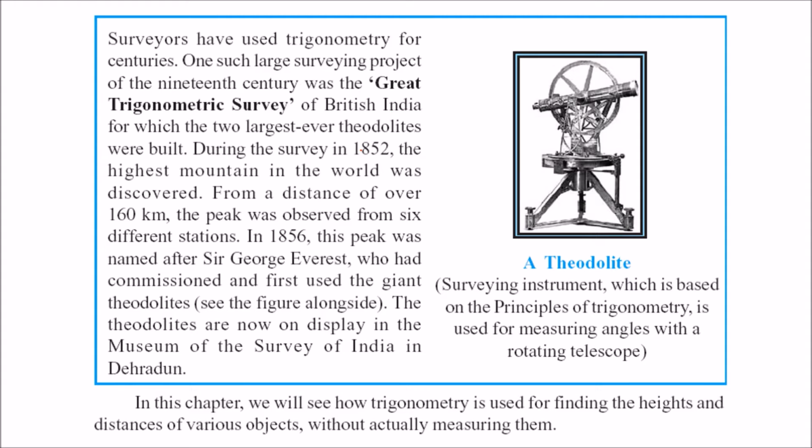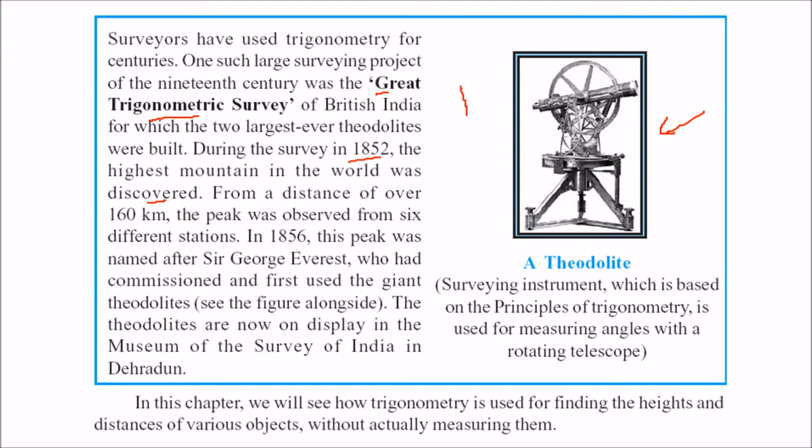What happened in 1852? There was one large surveying project, because the surveyors have used trigonometry for centuries. There was a large surveying project in the 19th century which was called the Great Trigonometric Survey, and the largest ever theodolites were built. During this survey in 1852, the highest mountain in the world was discovered.